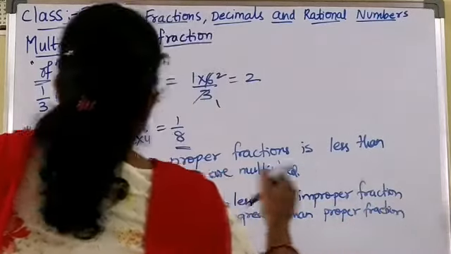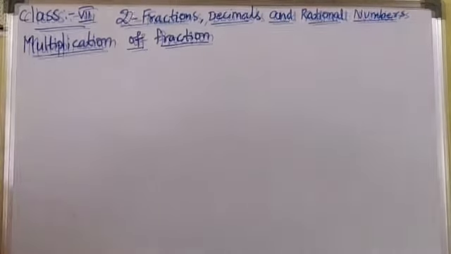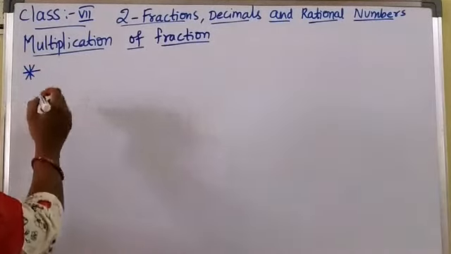Now here we consider two proper fractions. Here we consider one proper and one improper. Now we will see what will happen when we multiply two improper fractions. Now I am going to take the product of two improper fractions.